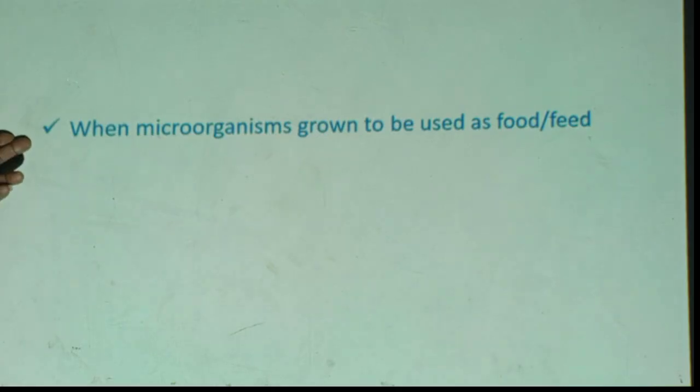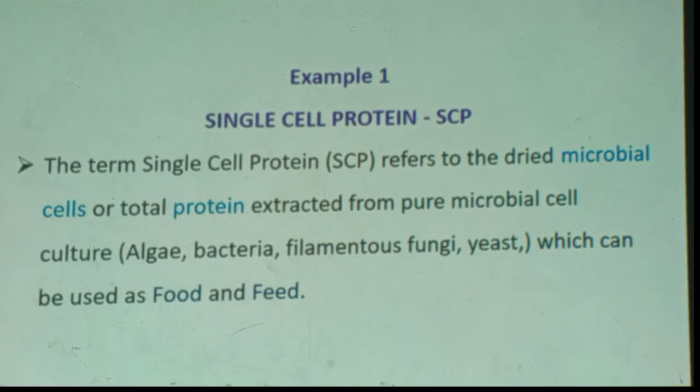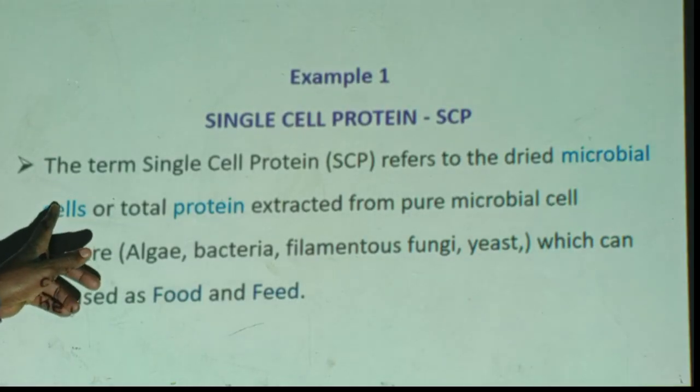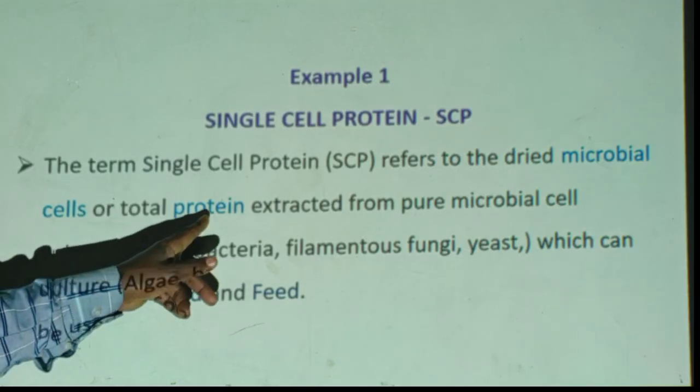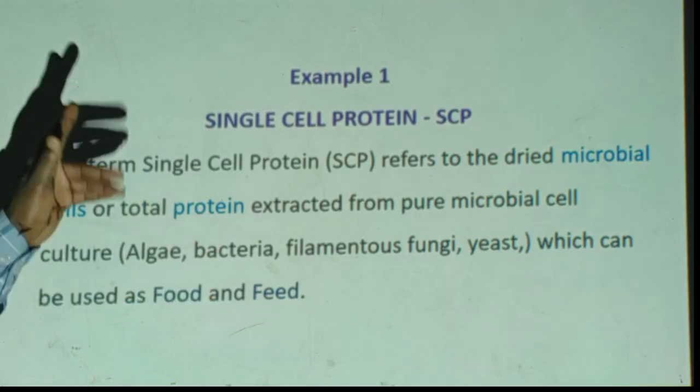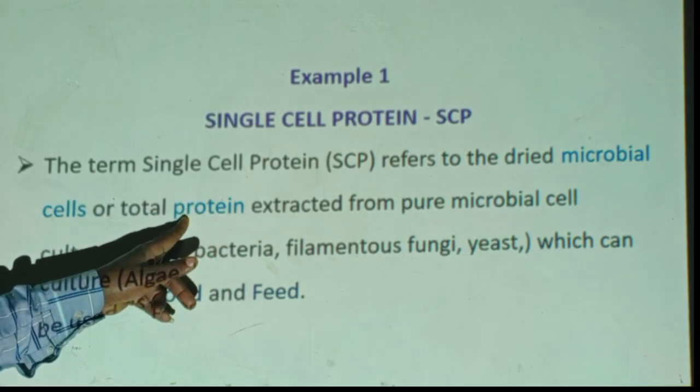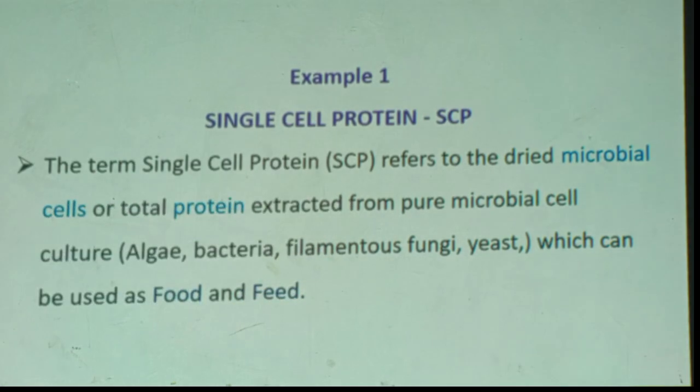Now, when microorganisms are grown to be used as food and feed, I do have some examples. The first example of a microorganism being used as a food source is single cell protein, SCP. The term single cell protein refers to dried microbial cells. You see, they are cells, but these cells contain proteins. Microbial refers to microorganism cells or total protein. You leave the cell, extract the protein. Total protein extracted from pure microbial cells.